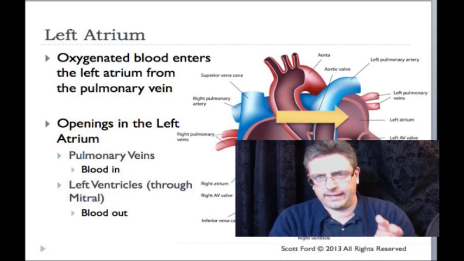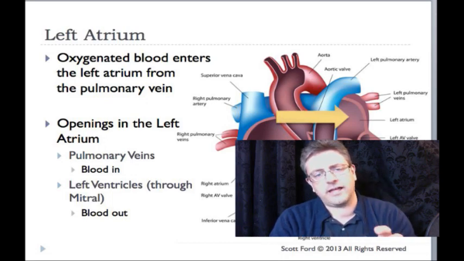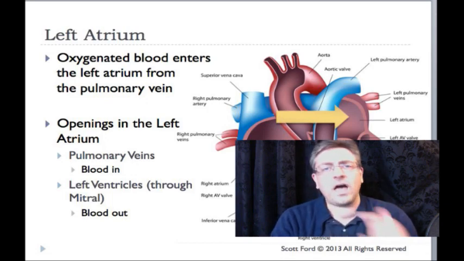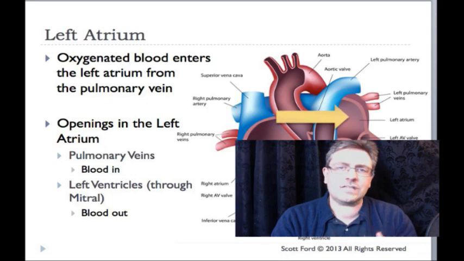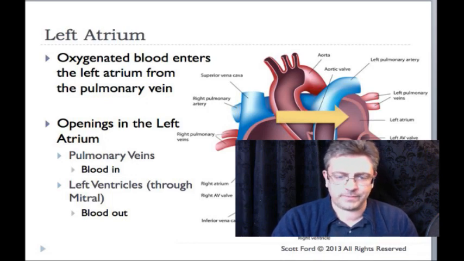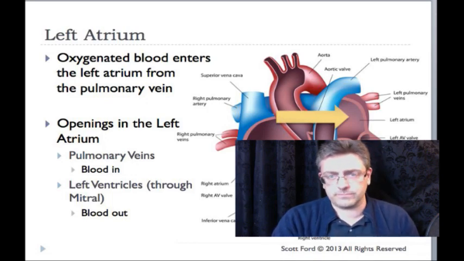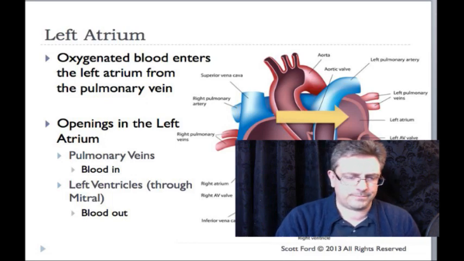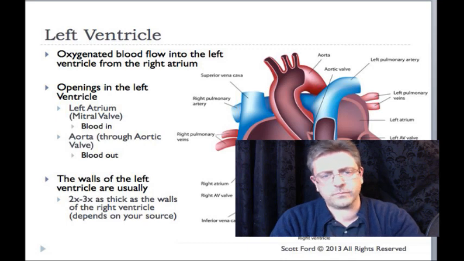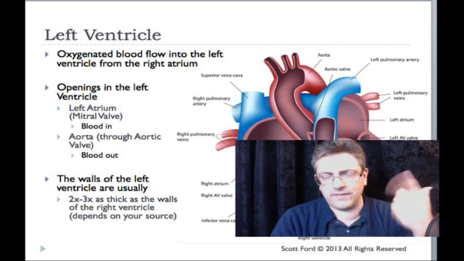If the right side is receiving blood low in oxygen, the left side is doing the opposite. The left side is receiving highly oxygenated blood. So oxygenated blood enters the left atrium from the pulmonary vein. Openings into the left atrium are the pulmonary vein, which is blood in, and the left ventricle through the mitral valve, which is blood out. So left atrium goes into the left ventricle. Oxygenated blood from left atrium, left ventricle.